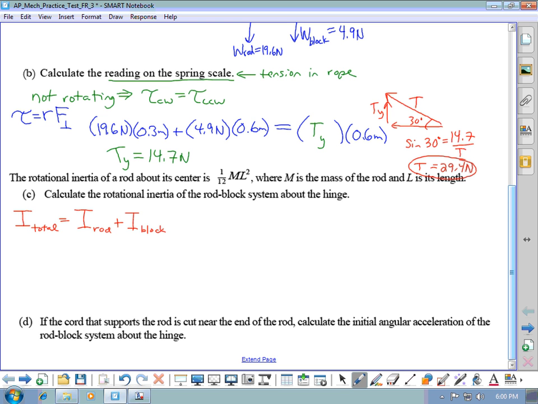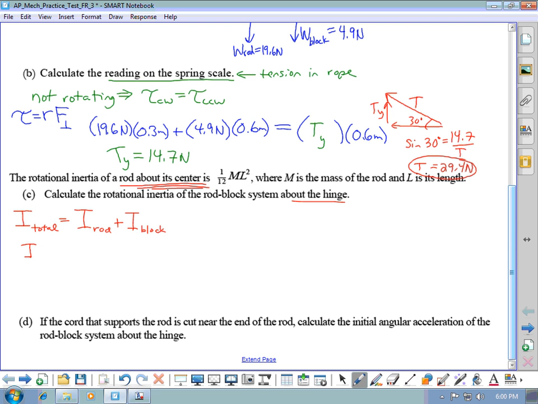An important thing is they tell you the rotational inertia of the rod about its center. If you want to find the rotational inertia of the rod about the hinge, you have to use the parallel axis theorem, or you need to know what it is. If you're going to use the 1/12 ml squared, you use that with the parallel axis theorem, or you need to understand how to integrate to get the rotational inertia. I'll do that separately after I solve this problem.